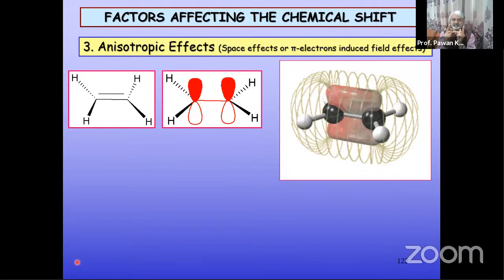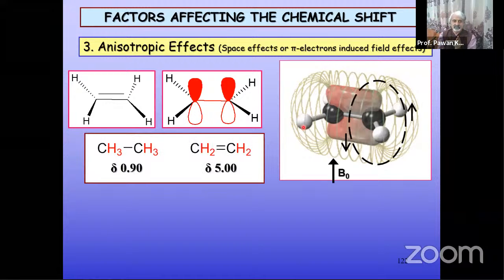And what did we say? That the induced magnetic field due to these circulating electrons would always be opposing in the middle. But again, you see where the hydrogens are, the hydrogen is here, the hydrogen is here. At that position, the induced magnetic field is in the same direction. So that is reinforcing. That is why in the case of ethane, the protons absorb at 0.90, whereas ethylene protons absorb at delta 5. So there is a big jump.